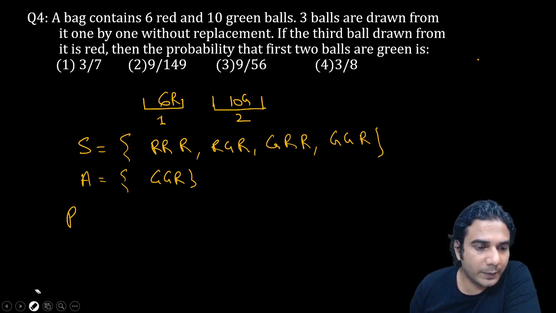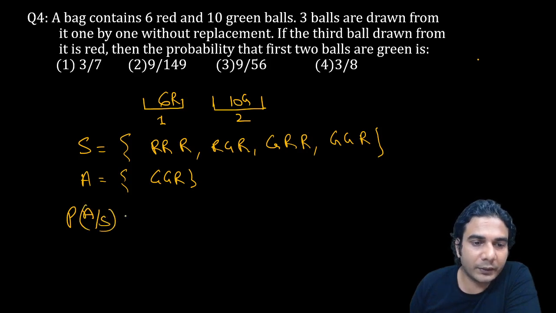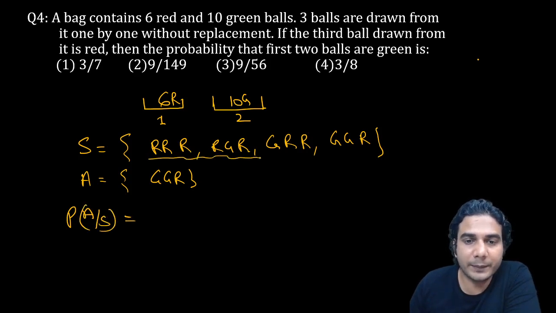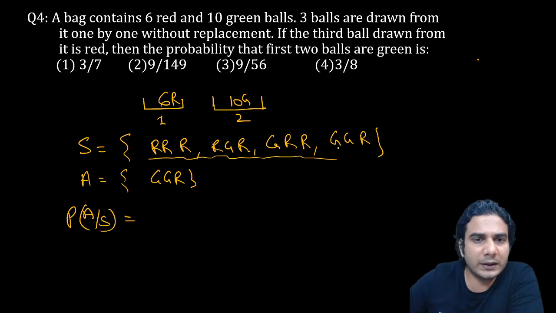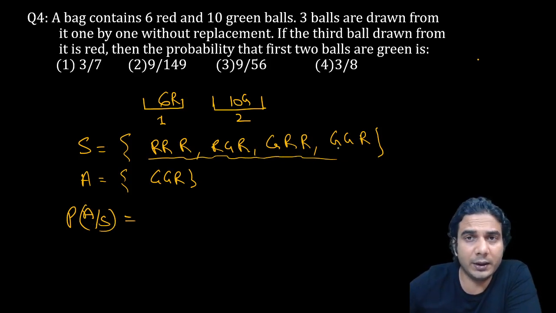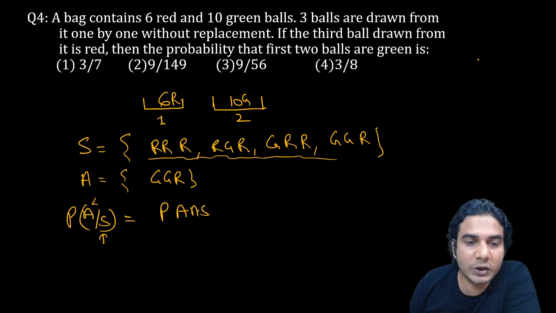You need to find the probability of A when S has happened, right? It is given that S has happened. Otherwise, there might be some other cases also, like green, green, green, green, green, red, green, green, right? Those cases are excluded now. So this S has happened and you need to find the probability of A. So this is P of A intersection S divided by P of S, all right?